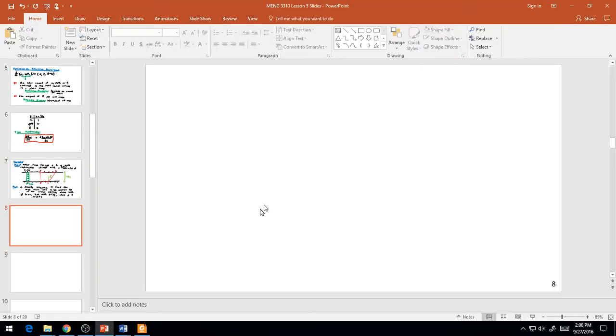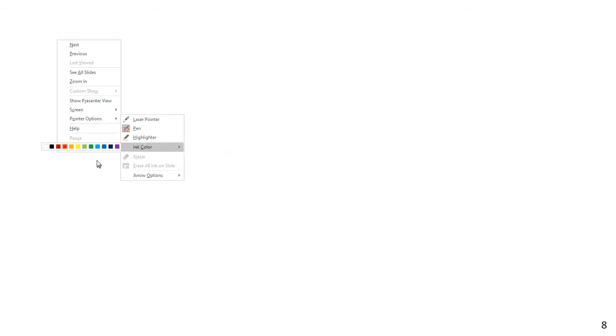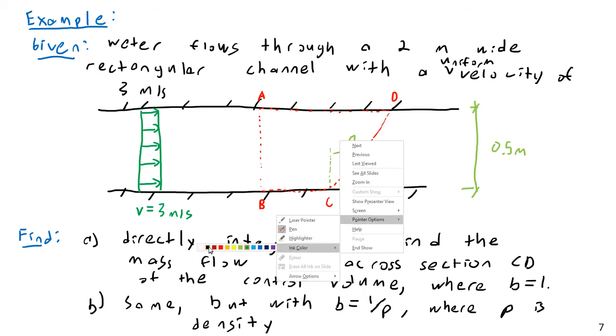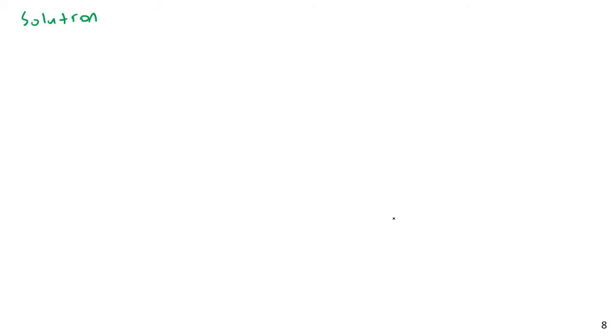All right, so now let's work through the solution. Let me make sure this is recording, and we're good. So let's work through the solution. Basically, I want to work through this via direct integration. This was also given: I want to directly integrate equation 4.16 in the book. I'm going to use equation 4.16 to find this.